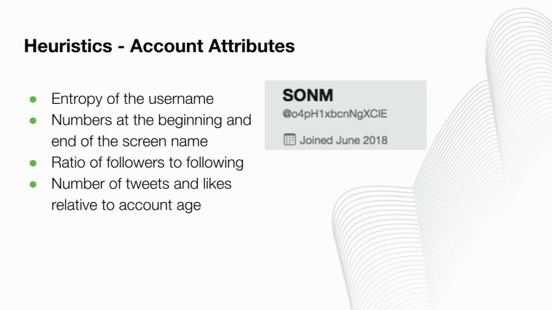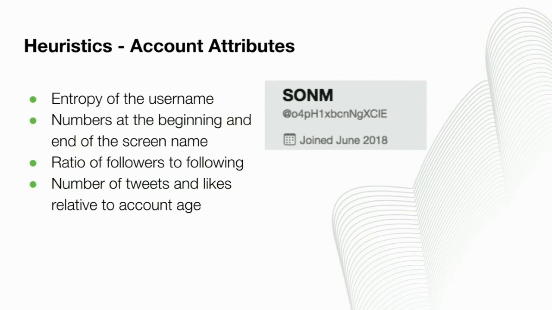So looking at the account attributes, we looked at a few things. The first thing was the entropy of a username. If you're trying to create accounts en masse, maybe you're going to just generate a random username. As you can see on this slide, there's a username that seems pretty random. There's a great mixture of numbers and letters. This was associated with a bot account. We also looked at how many numbers are at the beginning and the end of a screen name. Again, maybe you have a set screen name that you use, and you just increment it for every bot account that you create.